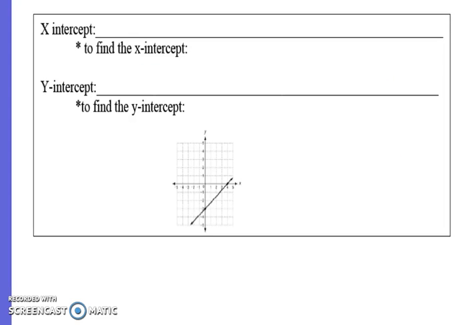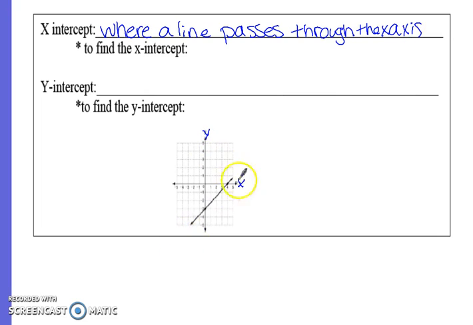Okay, so now we need to know what an x and a y intercept are. An x-intercept is where a line passes through the x-axis. So let's look down here. Here's your x-axis, here's your y-axis. Where does the line cross through the x-axis? Well, right here. That is your x-intercept. Your x-intercept is the ordered pair 4, 0.